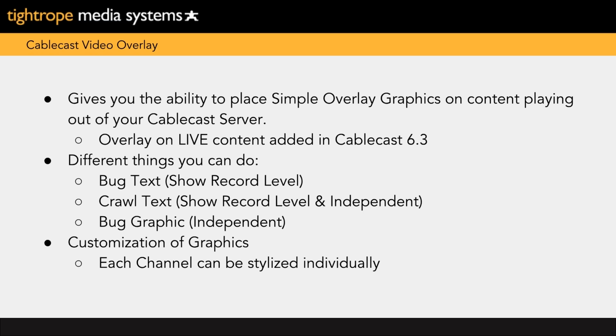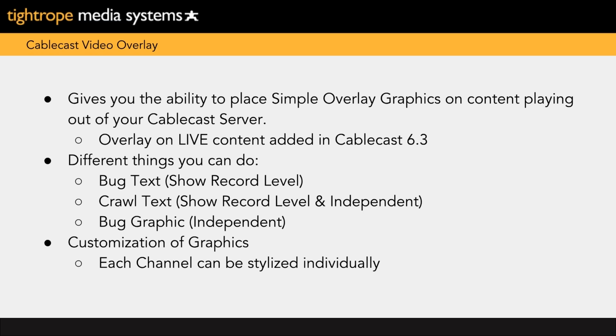Your crawl text is one of the other functionalities that you can do, and that is done on both the show record level as well as independent. So with your show record level, let's say with that live show example, you could have a crawl scrolling across with the call-in number for a live talk show or something like that, and that is assigned with that specific live show record. So whenever that's scheduled, it'll have that crawl text.